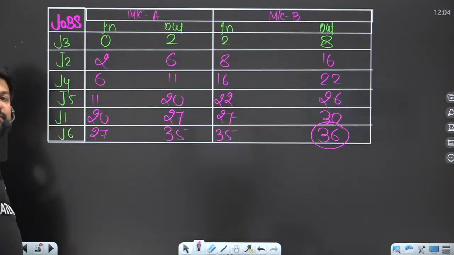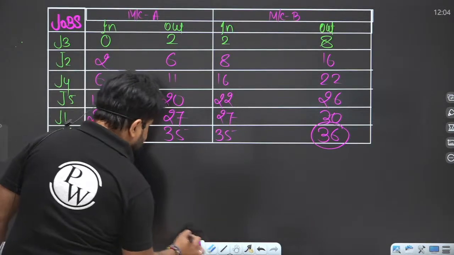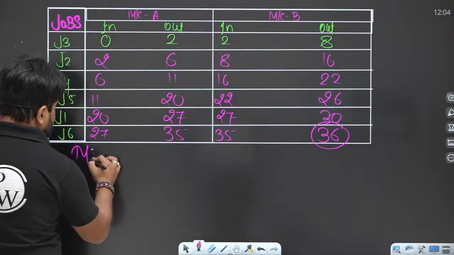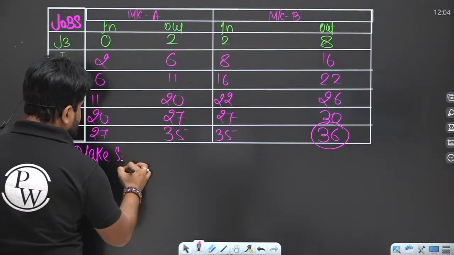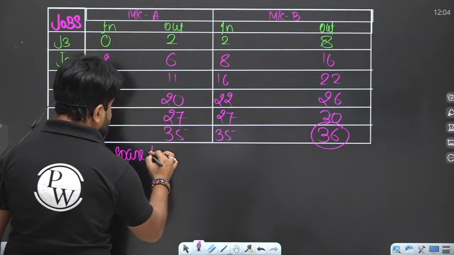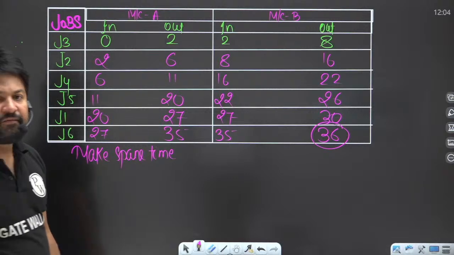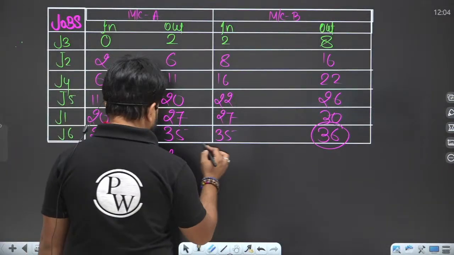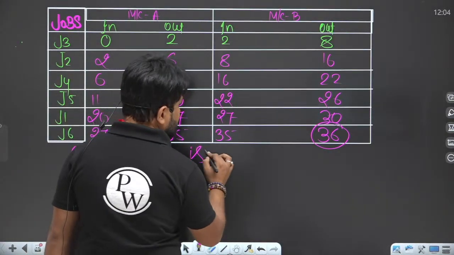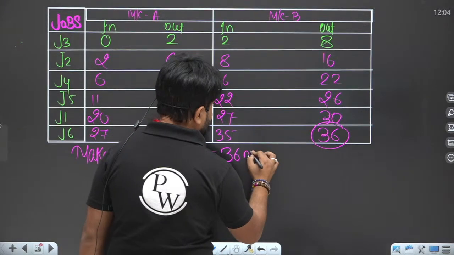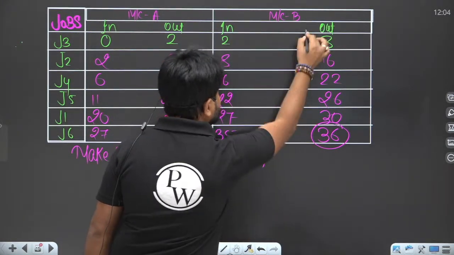Make span time is what? Make span time for the set. Make span time is 36 minutes, if the time is in minutes.